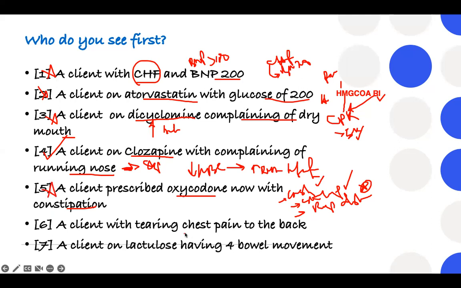A client with tearing chest pain to the back. This is rupture of thoracic aortic aneurysm. This is deadly. That is a bleeding problem. They will bleed to death, which is in the B of BE SHARP. So bleeding will put the patient in shock. Therefore, I have to be sharp about this.